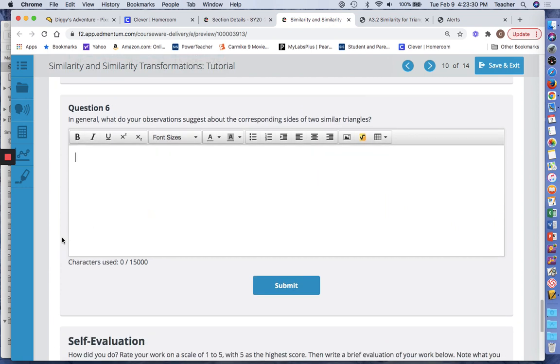All right, question 6. Okay, last one. In general, what do your observations suggest about the corresponding sides of two similar triangles? Well, the ratios are going to be the same, and that's also going to determine the scale factor. The ratios will be the same, which is the scale factor.